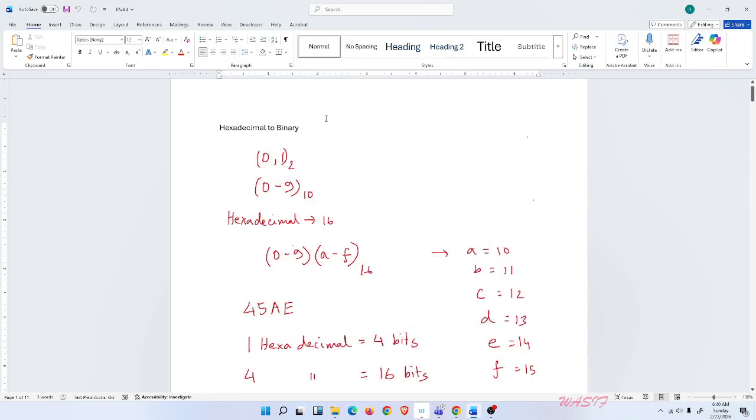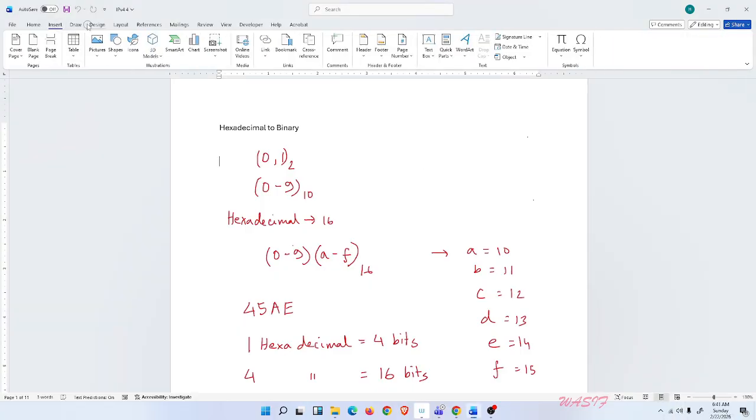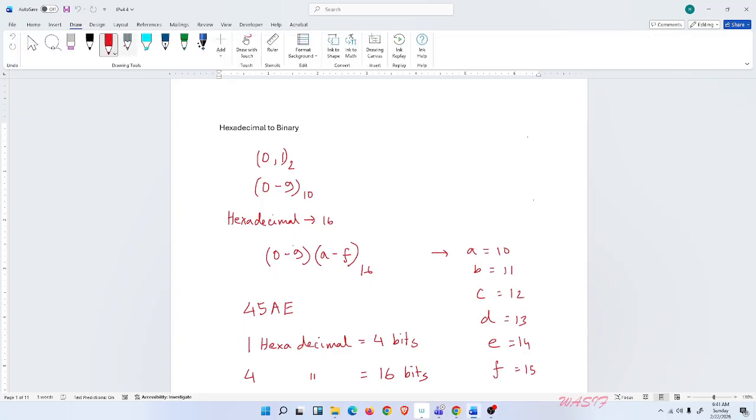We are going to learn conversion from hexadecimal to binary. Now, a few things that we need to understand. When we say binary, we say base 2, and for decimal base 10, for hexadecimal 16.